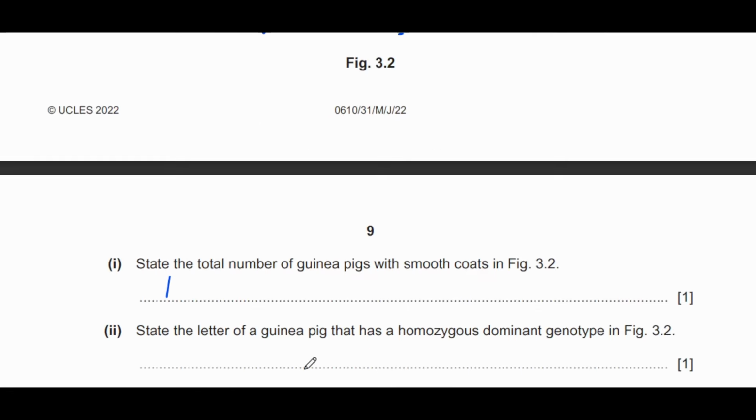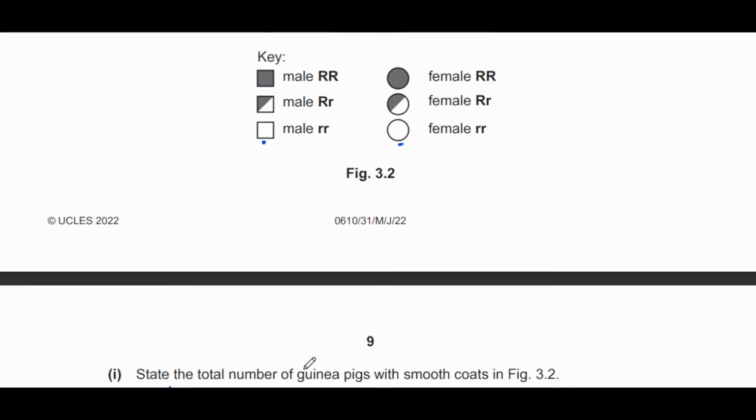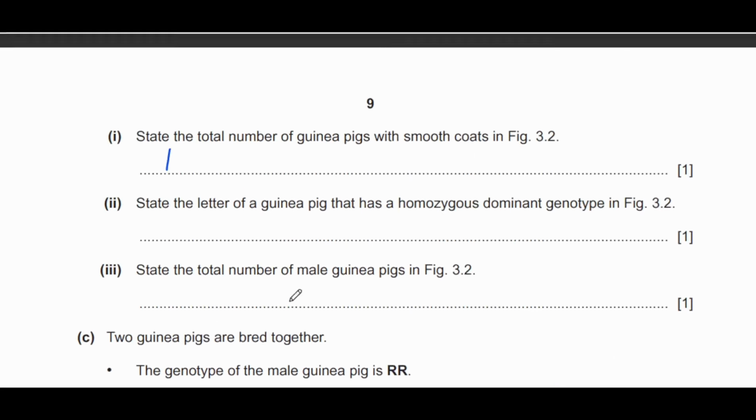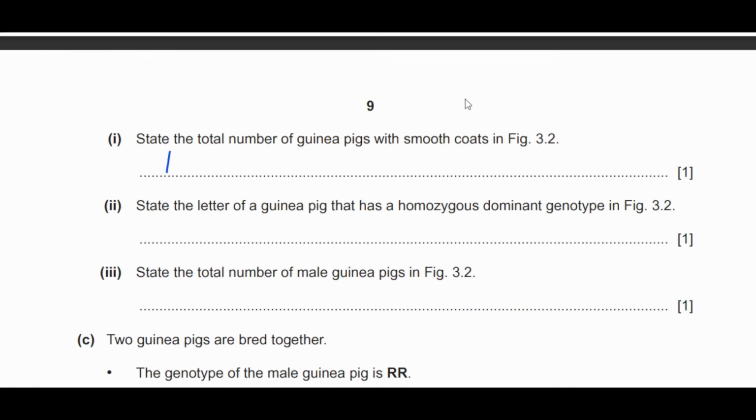State the letter of a guinea pig that has a homozygous dominant genotype. Okay, so what does homozygous mean? Homozygous means same. So it's either RR or small r, small r, right? But then dominant means it can only be big R, big R. It cannot be small r, small r. So homozygous dominant means big R, big R.